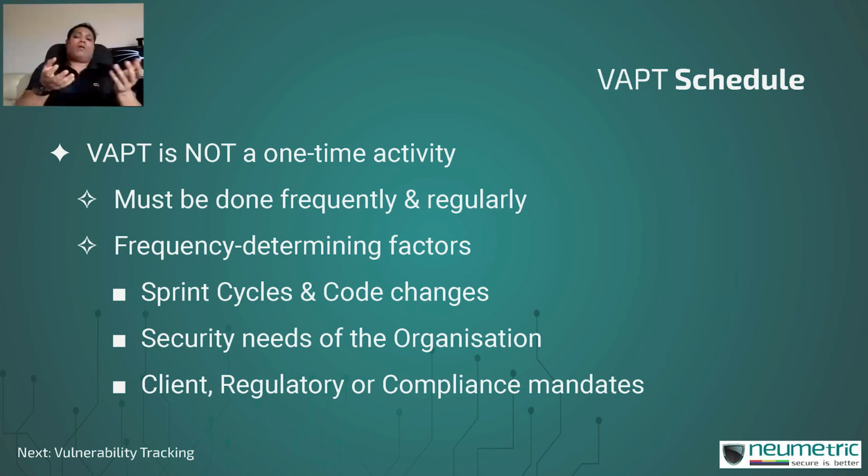And then, depending on the expectations, requirements, and needs of your stakeholders, could be your clients. Your clients may say that you're currently conducting VAPT once a year, but that is not enough. We want you to do it every quarter because your sprint cycle is monthly. In 3 months' time, you're introducing a lot of new code to the application. We are not happy that you conduct your VAPT exercises once a year.